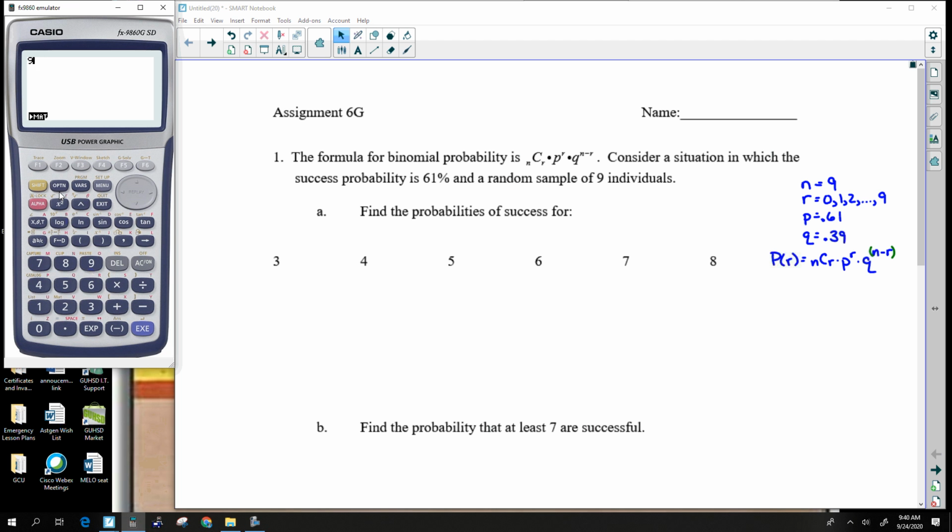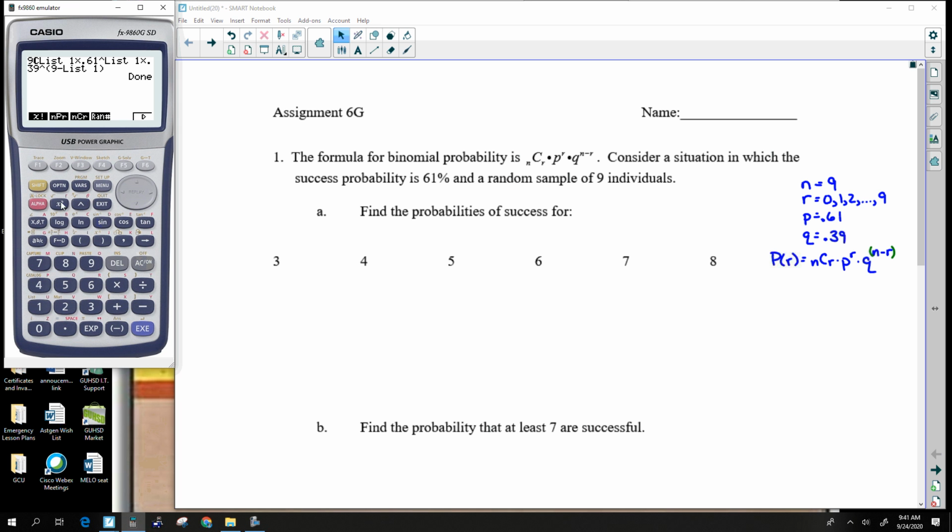So N C R times P to the R times Q to the N minus R. Individual probabilities right there.